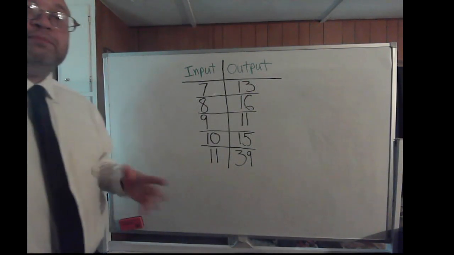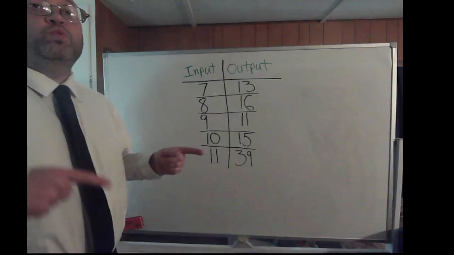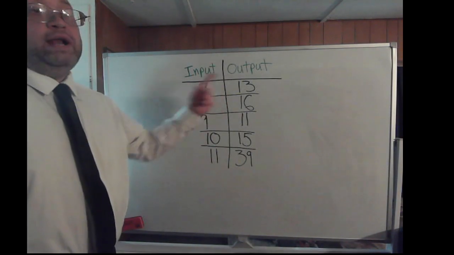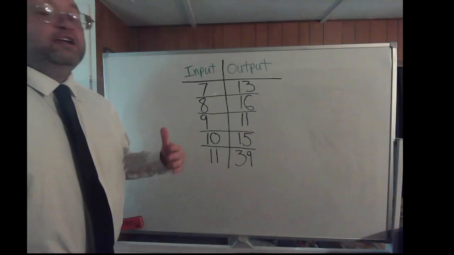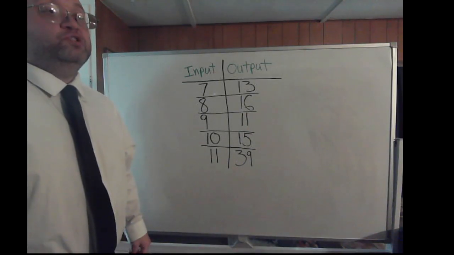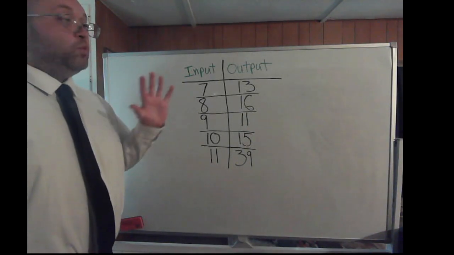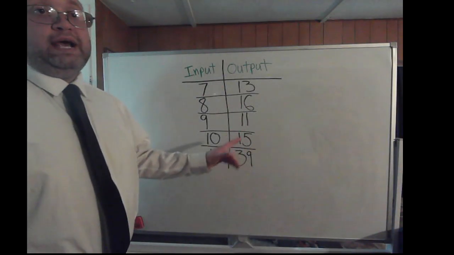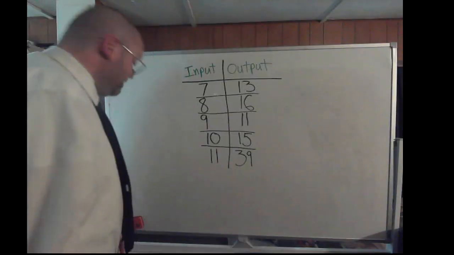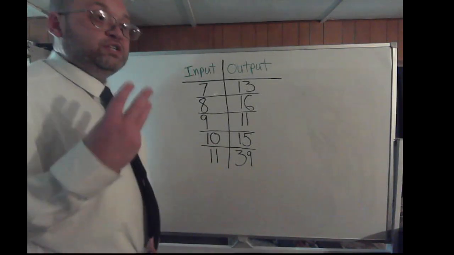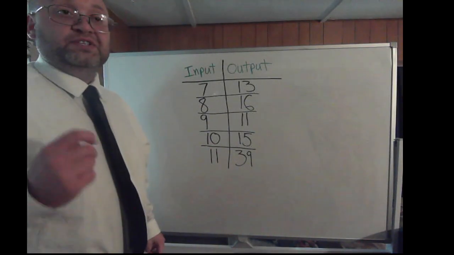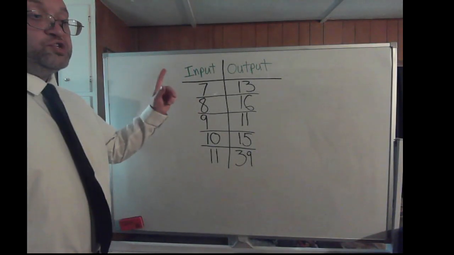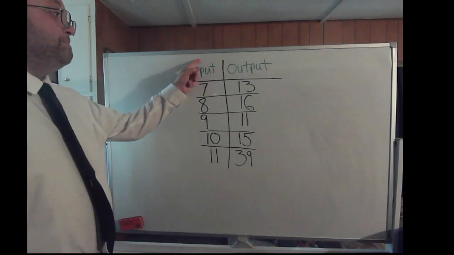It's a special type of relation where each input has one and only one output. If it has more than one output, it's not a function. And if it has no output, it's also not a function. So what's unique about functions, each input has exactly one output, one and only one. So there are three ways to determine if something's a function or not. One way, which we're going to demonstrate with a couple, is numerically.